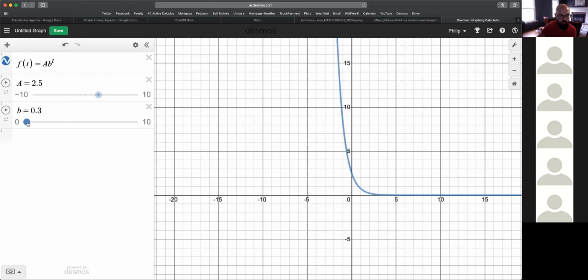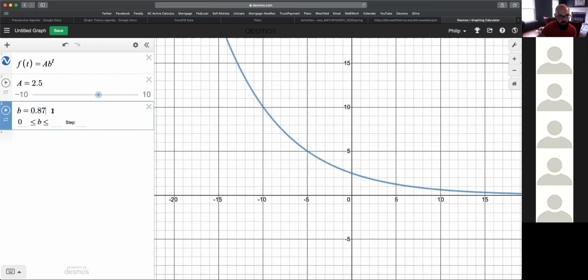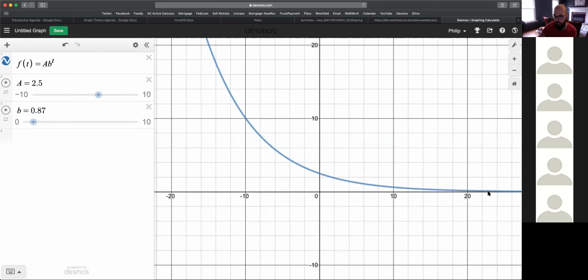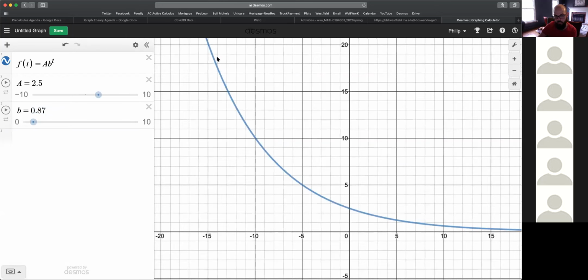So if b is in this range, between 0 and 1, one thing I want to point out is that if this number right here is less than 1, we see this curve swooping down, right? See how this curve goes down, which means as time goes on, you get less and less of whatever you have. So this is called exponential decay. Over time, each time step, we lose some percentage of whatever we had.